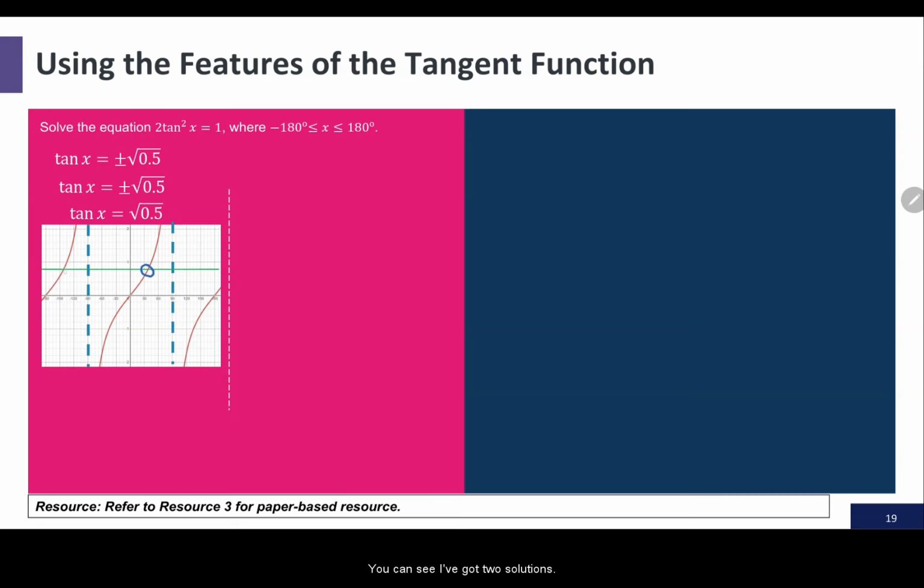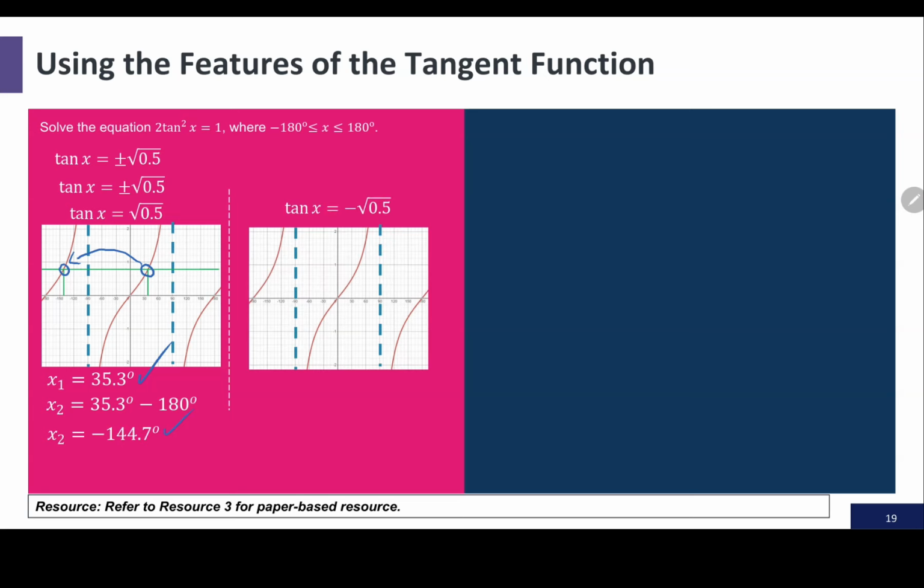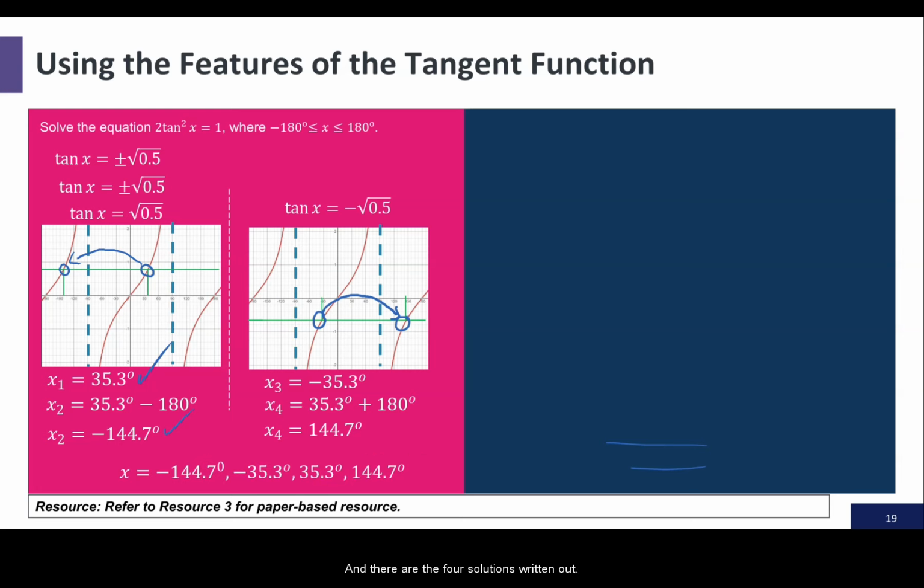You can see I've got two solutions. The first solution I can pick up from my calculator. And to get the second solution, I just need to subtract 180 degrees. And there we go. On the right hand side, I'm dealing with the negative square root. And there is the line drawn. Again, I'm looking for two solutions. The first solution is from the calculator, and then I'm adding 180 degrees to get the second solution there. And there are the 4 solutions written out.